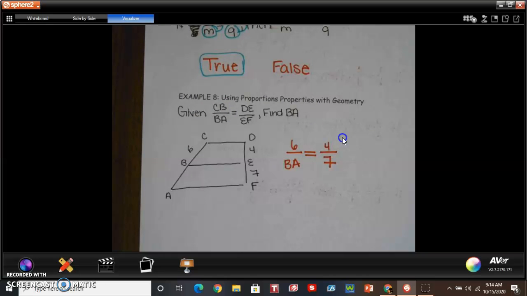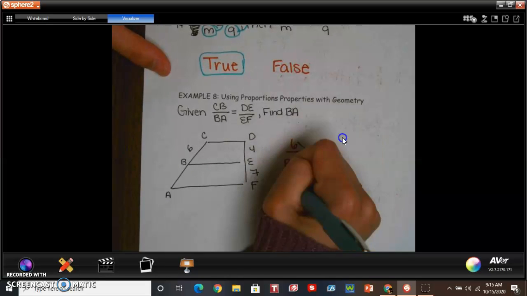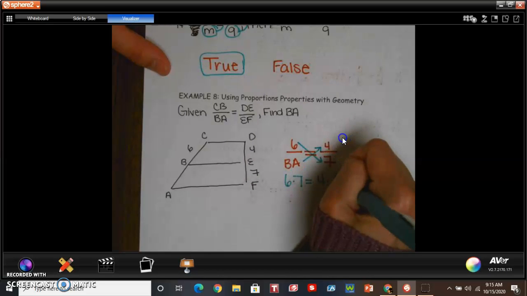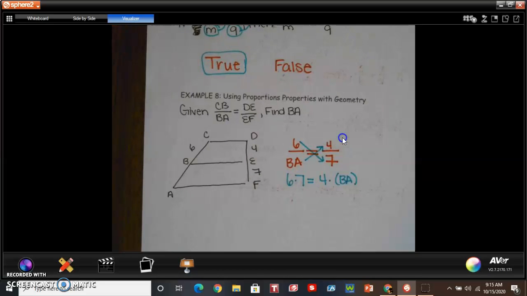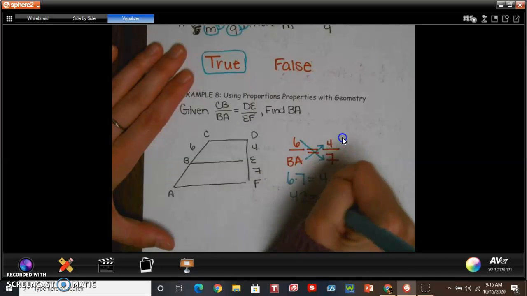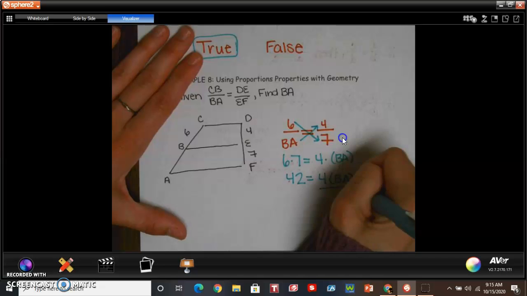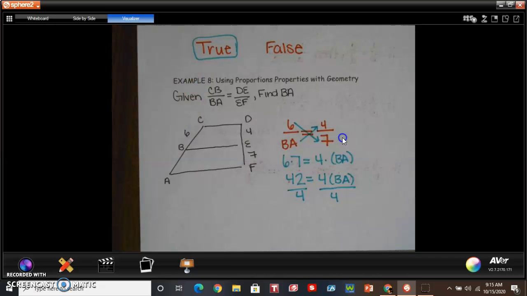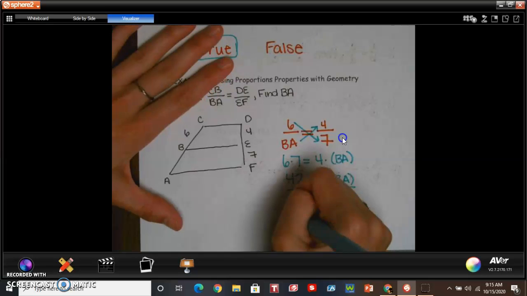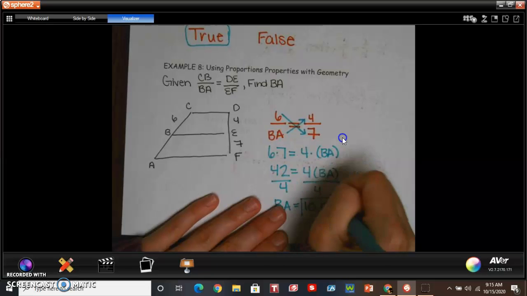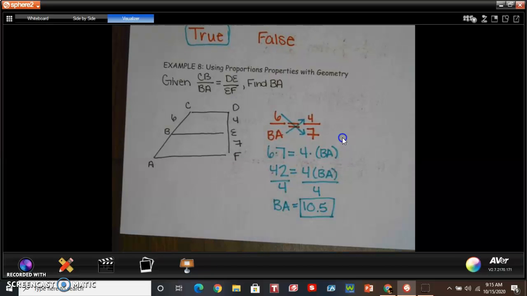And then how do we solve for BA? Well, we're going to use our cross product property that we've learned. So we're going to say 6 times 7 is equal to 4 times BA. All right, so 6 times 7 is 42 equals 4 times BA. And then how do we get BA by itself? Well, we divide by 4. And we get that BA is equal to 10.5. Now when you do this one, this is all you type in on your answer, 10.5.